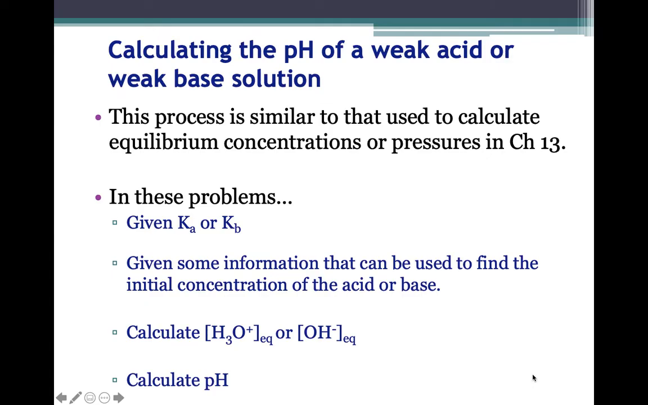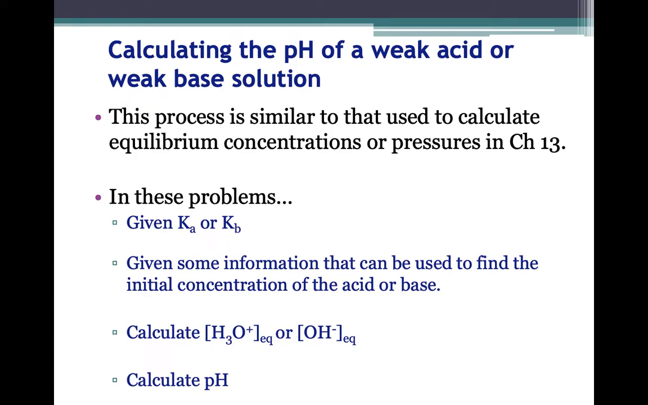Okay, guys, I think we left off here talking about calculating pH of a weak acid or weak base. And unfortunately, this brings us back to equilibrium, which many of you struggled with. You're going to have to use your rice tables. You're going to have to figure out what your initial is, what your change is, and then you're going to have to figure out what your equilibrium is.